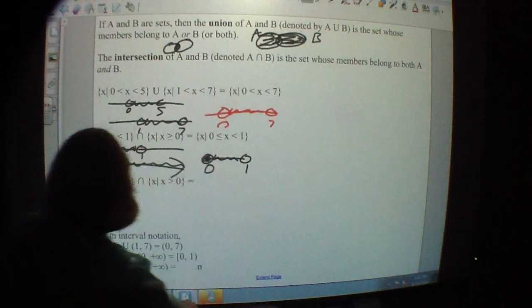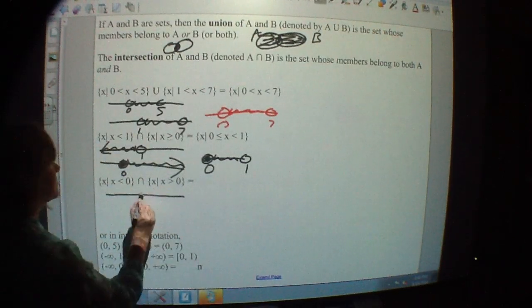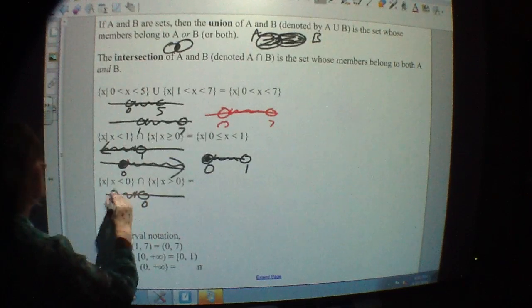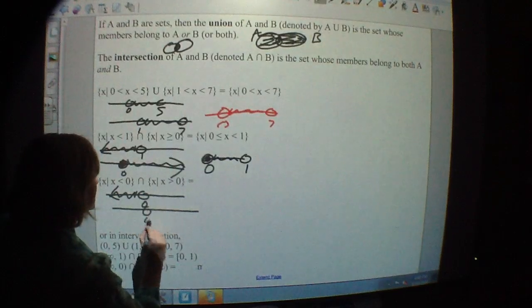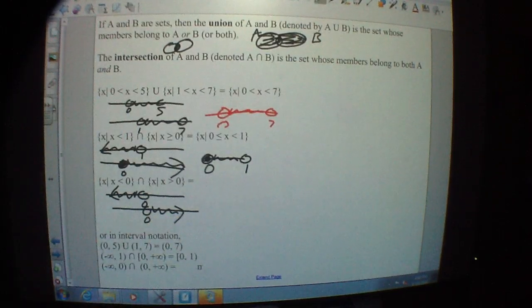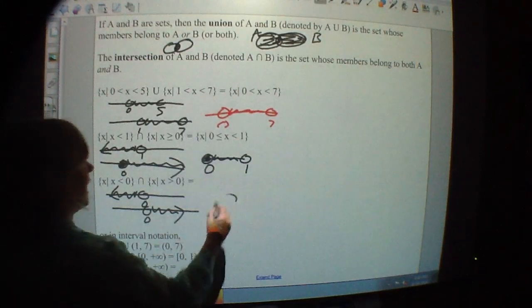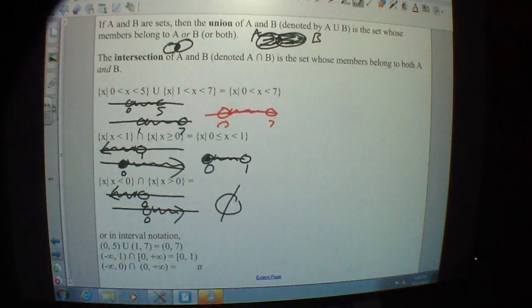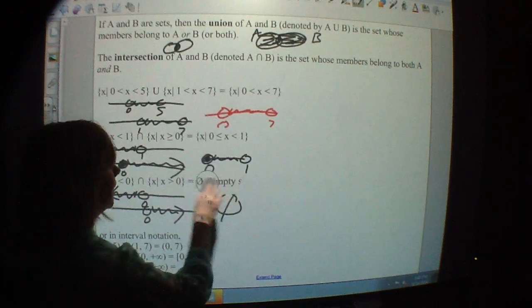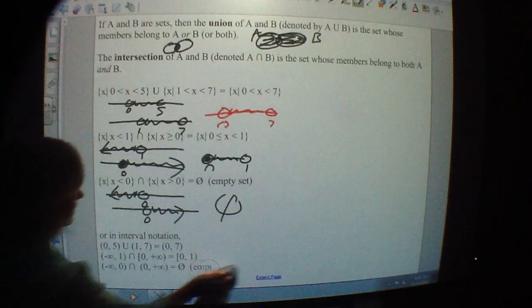Last one here. X is less than 0. So there's 0. There's x is less than 0. There's 0. X is greater than 0. So put them together and where they overlap. And I hope you see that they overlap nowhere. Nothing. Because they both don't include 0. So they do not overlap. So this is the empty set.